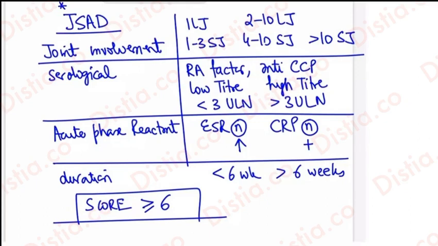And I repeat once again, JSAT is not given in the textbook. I've just created that to help you remember the parameters that are useful for identification. That's going to be the joint involvement, serological evidence, acute phase reactants, and the duration of manifestations.